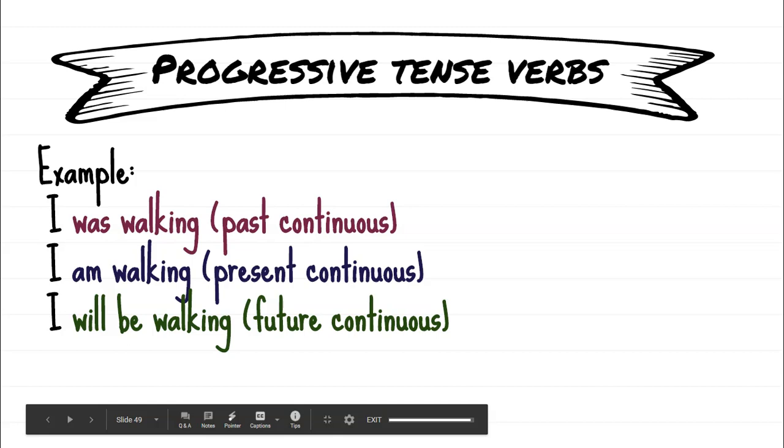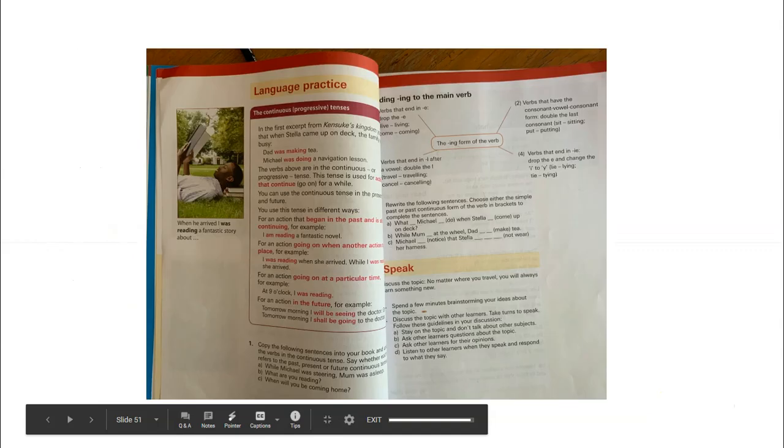So can you see that those three sentences are very similar? They all deal with I as the subject. They all have a helping verb. They all have the same action, which is walk plus ing. They are all continuous. But the thing that's changing is the helping verb. Was, am, will be. I'd like you to write these examples down just so you can start familiarizing yourself with the terminology.